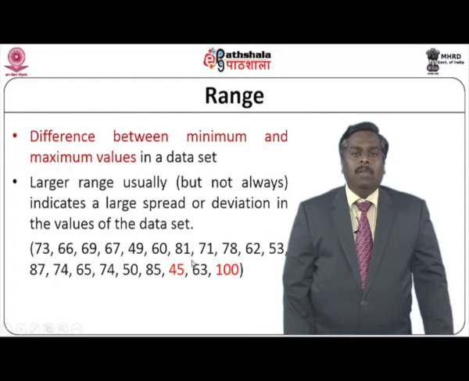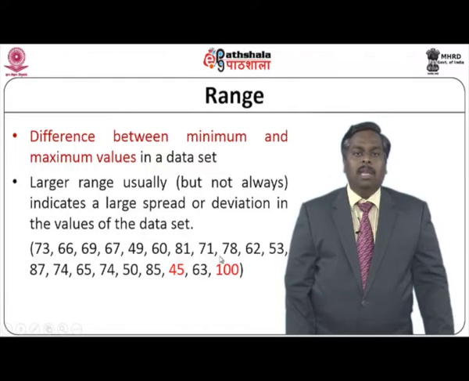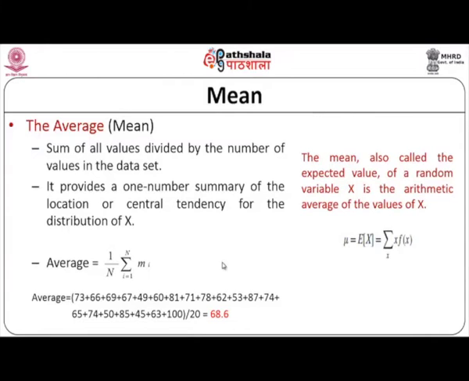Normally, when we have a wider range, we think the variance or the spread of data is also large, but in all scenarios it need not be. We may have a larger range, but the spread of data may be small with respect to the given data set. The second type of metric is mean.